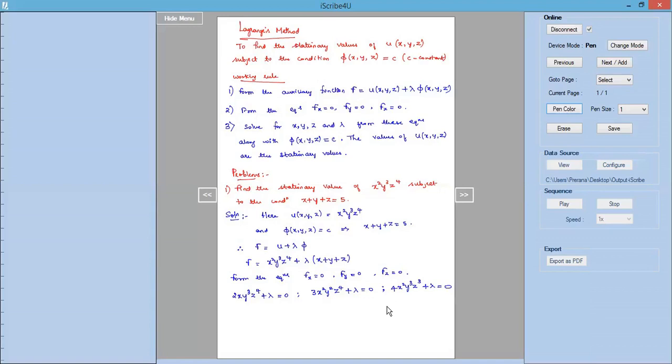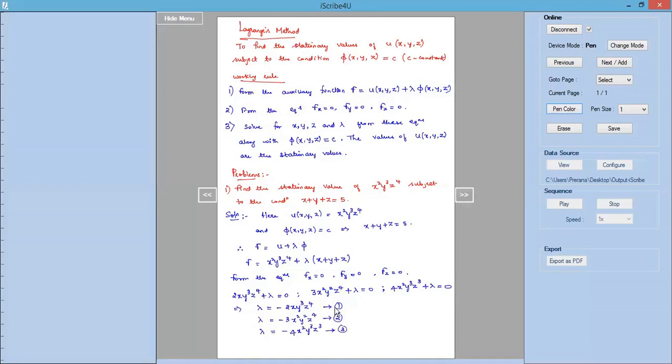So from this we can write it down. Lambda is equal to minus 2x y cube z power 4. I'll call this equation 1. From the second one, I can write down lambda is equal to minus 3x square y square z power 4. We'll call this equation 2. And finally, from the third one, lambda is minus 4x square y cube z cube. And respectively, I have denoted this by equation 3.